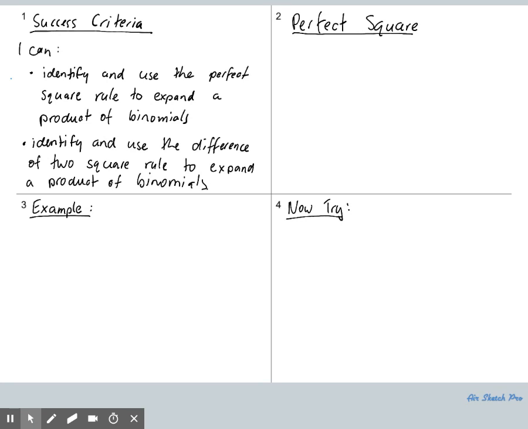All right, so the perfect square rule has two forms. One is a plus b all squared, and a plus b all squared is square the first, twice the product in the middle, square the second one. By first, I mean the first term, and by second, I mean the second term, and product means you multiply them together, and then it's two times that, you double it. So square the first plus twice the product plus square the second.